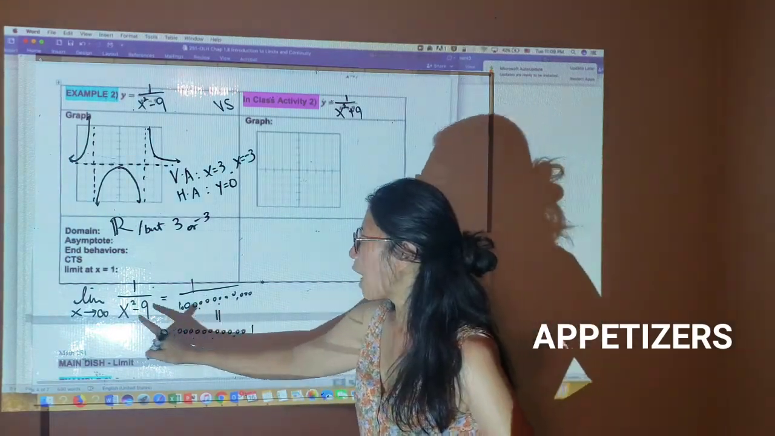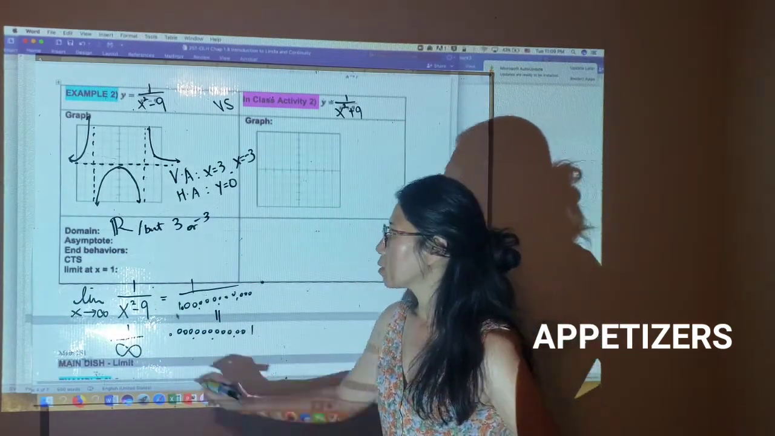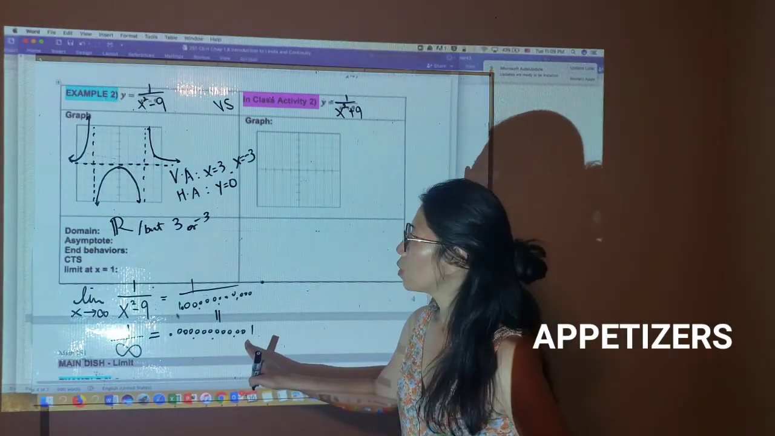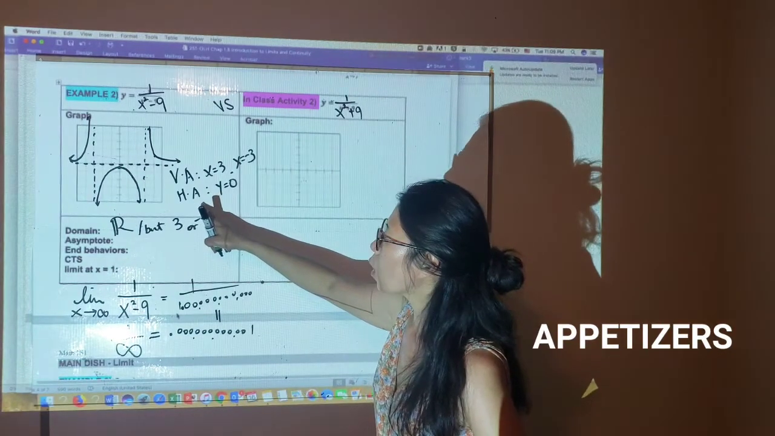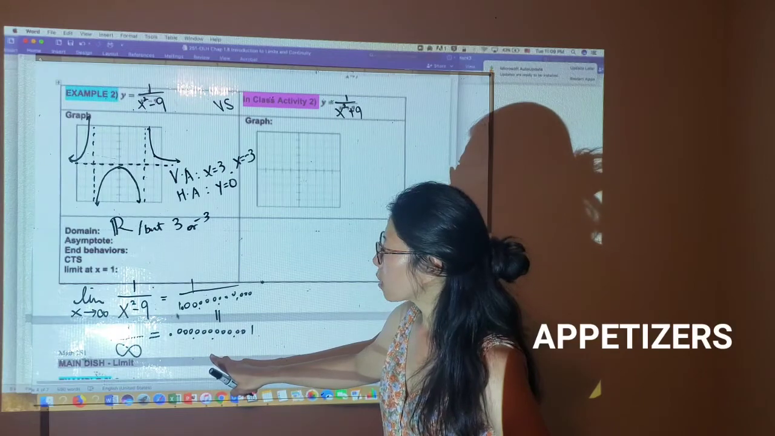So if you have 1 over a very big number, what is the illusion? It's going to be heading to 0. So I'm showing you the pre-calc way. In pre-calculus, you take the long division. Now I'm going to use the limit definition. And what did I use?